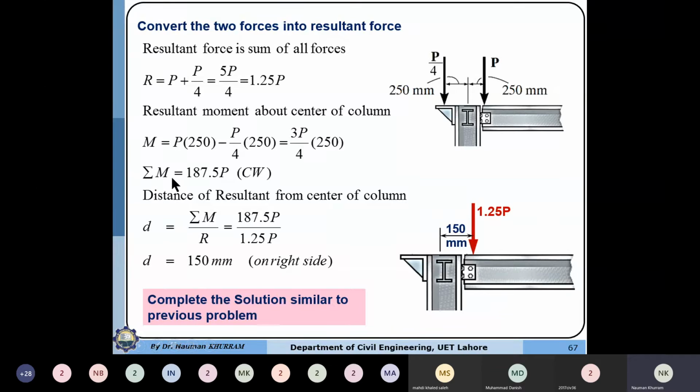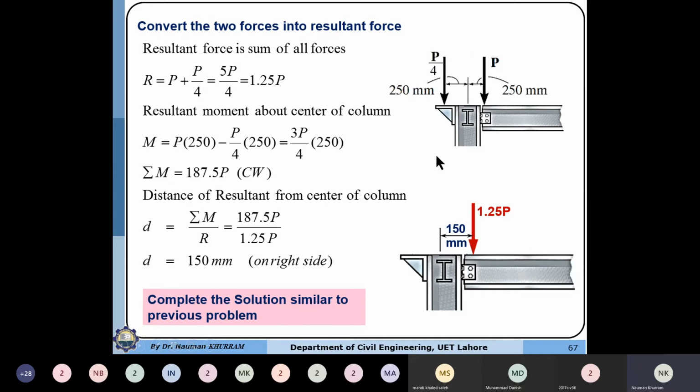If you divide this resultant moment by this resultant force, you can determine the distance at which this resultant force might be acting, which comes out to be 150. So this must be on the right side because it is supposed to produce the moment in the clockwise direction.